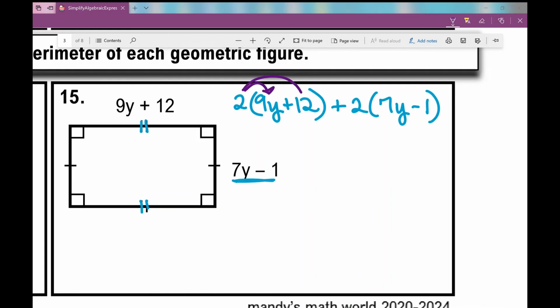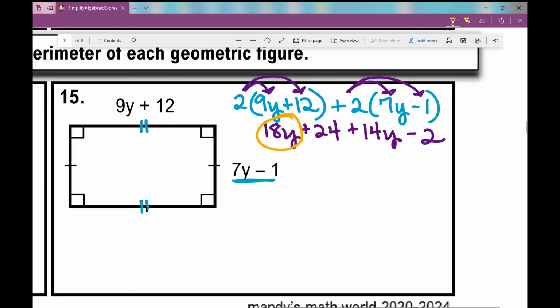I'm going to get rid of my parentheses by distributing that 2 there and that 2 there. 2 times 9y is 18y. 2 times 12 is 24. 2 times 7y is 14y. 2 times negative 1 is negative 2. And now I'm going to combine like terms. So 18y plus 14y is 32y. And then 24 and negative 2 combine to make 22.